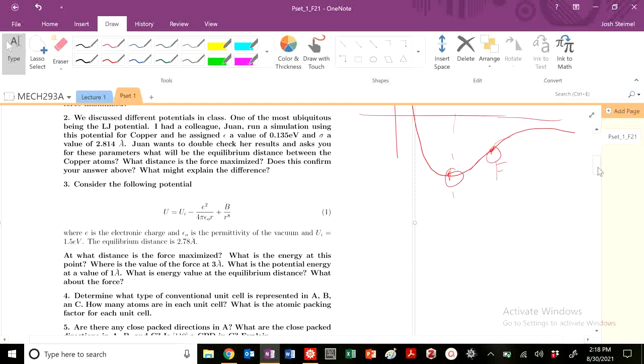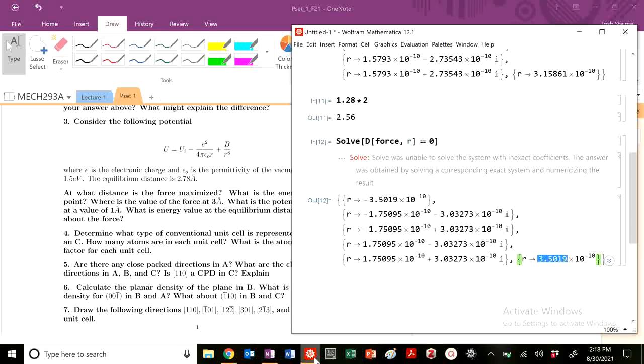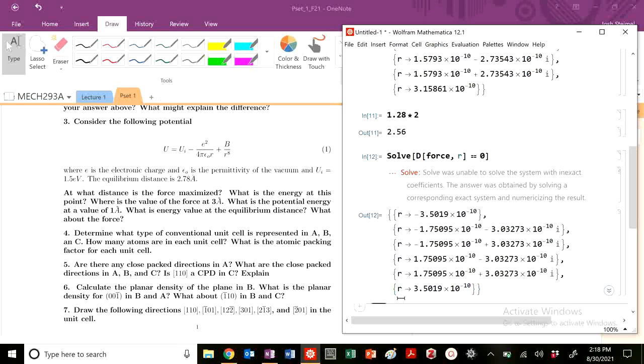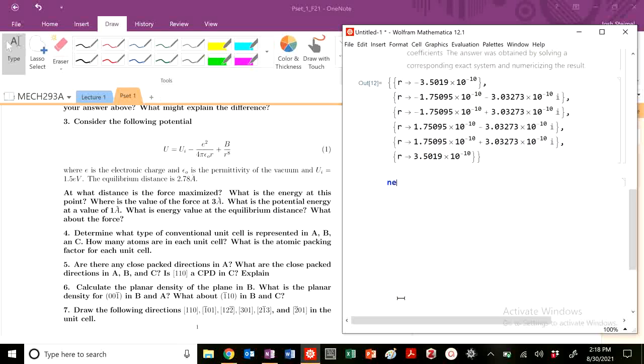All right, let's look at a new potential here. It's actually used to basically model ionic interactions. So let's go ahead and look at our potential. U_n, for U_i, minus e squared. I'm going to put lots of parentheses. This is probably going to infuriate people, but I like to be a little safe. 4 times pi times epsilon naught r, plus B divided by r to the 8.